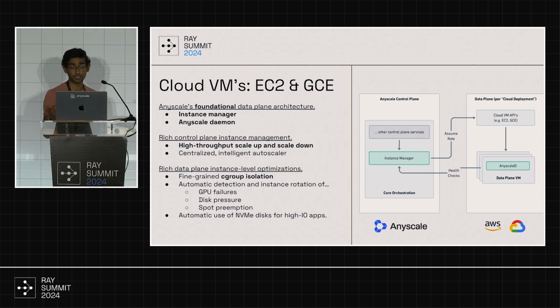Another thing that we can do is detect GPU failures. We can probe the GPUs, look for health checks, and make sure that we cycle them out when those fail. We can do disk pressure eviction and spot preemption. We have all of these features built out over the years as we've seen different kinds of failures and failure cases, and we've dealt with all of these.